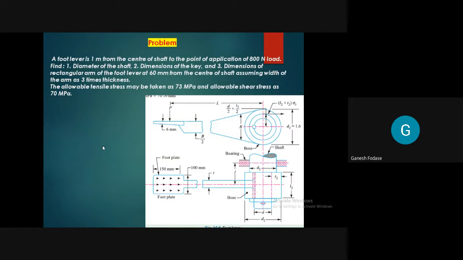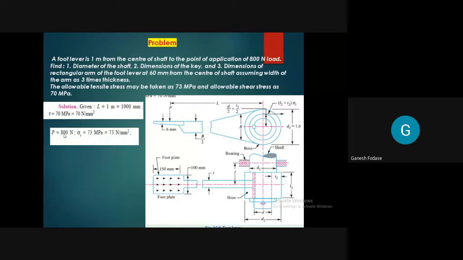First we need to write down the given data. So this data is given. Is it so? Check it, please. L is 1 meter, na? 1 meter means 1000 mm. So this capital L is given. Tau is given. Sigma T is given. P is given. This is all about given data. And what we need to find out first is the diameter of the shaft.